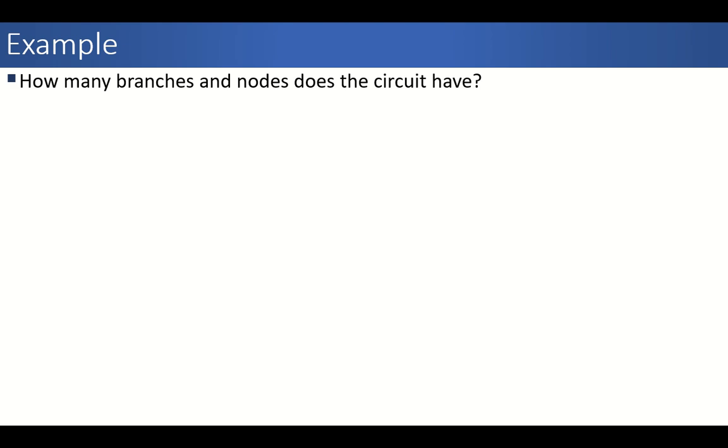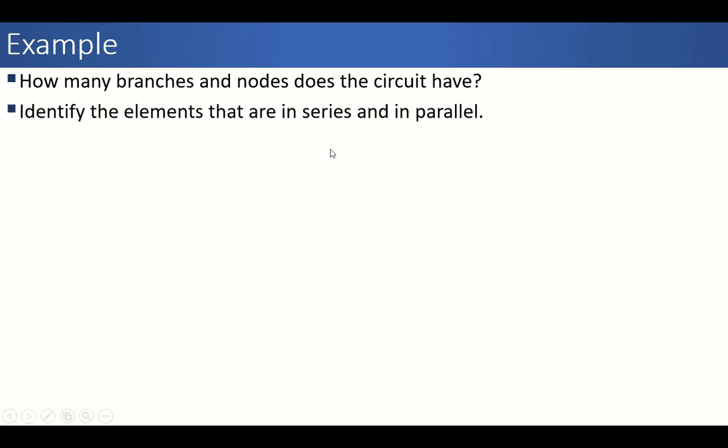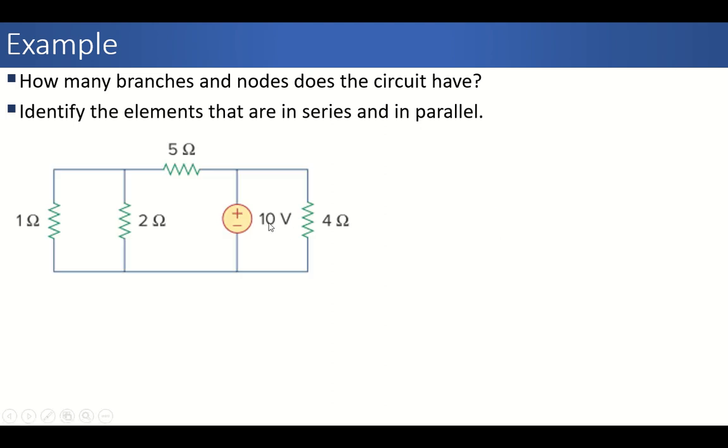Let's see an example. How many branches and nodes does this shown circuit have? Identify the elements that are in series and in parallel. So this is a circuit. We want to identify the number of branches. So for number of branches, we have to identify the components. Then the number of branches will be 1, 2, 3, 4, and 5.